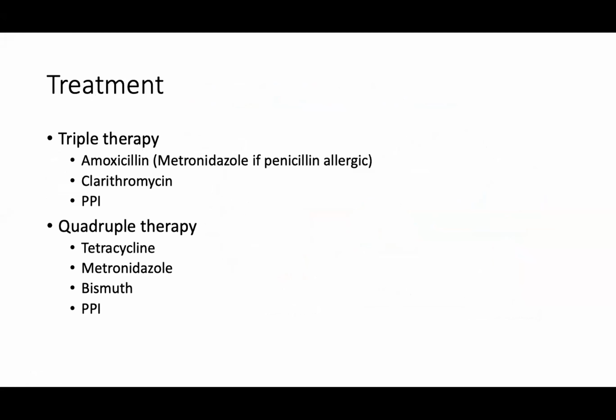Now, how would you treat it? Again, two general principles. You want to give antibiotics to eradicate the bacteria, the H. pylori, and you want to suppress the acid to promote the healing, if there is an ulcer, or generally speaking, just to decrease the acid so the symptoms would improve. Now we have something called triple therapy, 3 drugs, 2 antibiotics with a proton pump inhibitor: amoxicillin, or metronidazole if the patient cannot take penicillin, clarithromycin, with a PPI.